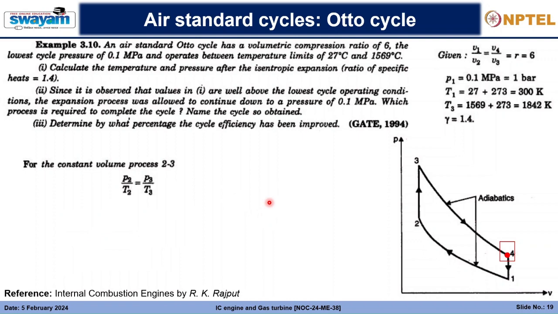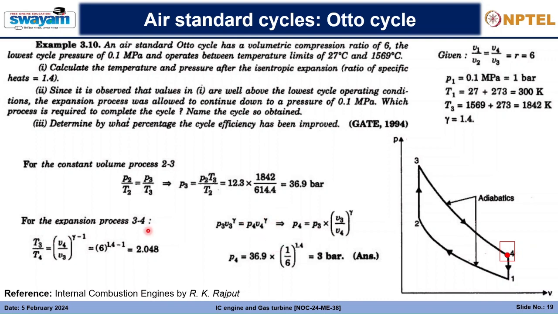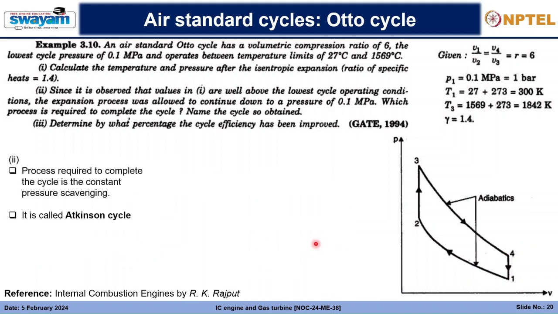Then for the constant volume process, 2 to 3, we now know the temperature, so that way we can calculate the pressure at this particular point. And for the expansion process 3 to 4, this is the adiabatic thermodynamic relationship. By this we will get to know the temperature as well as the pressure at this particular point.